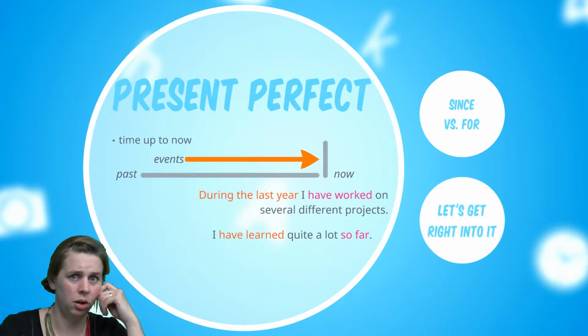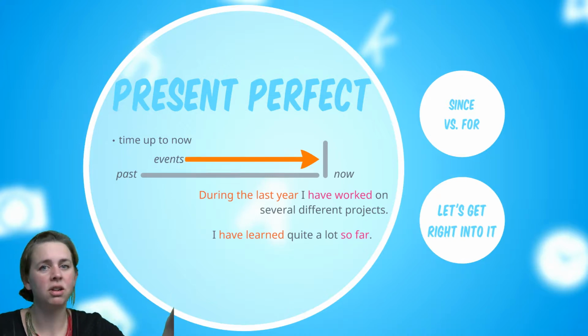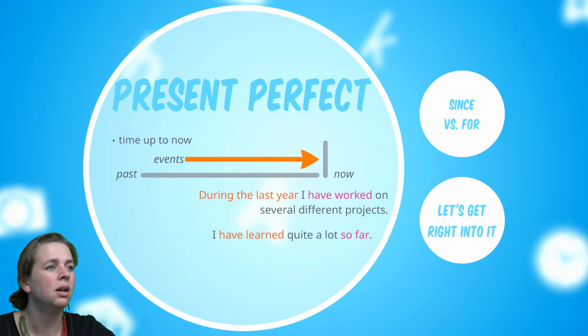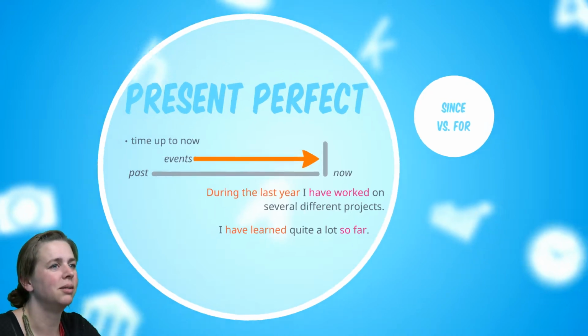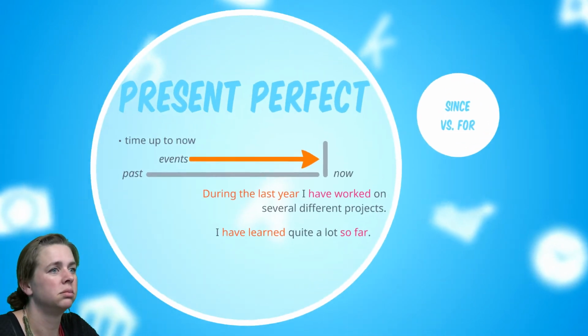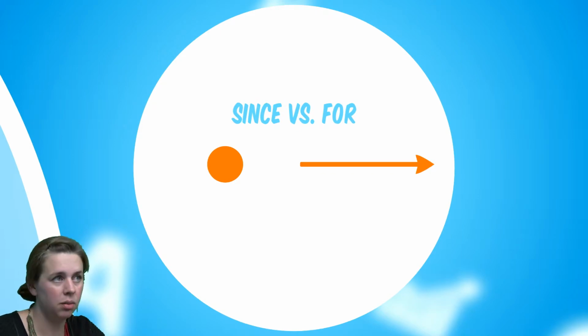Actually, my color coding is wrong here. Do you see the mistake? Like the orange thing during the last year, that's the signal thing. And the pinky words are the verbs. Doesn't matter. Okay. Oh, sorry, wrong direction. There you go. So, and here's the thing.